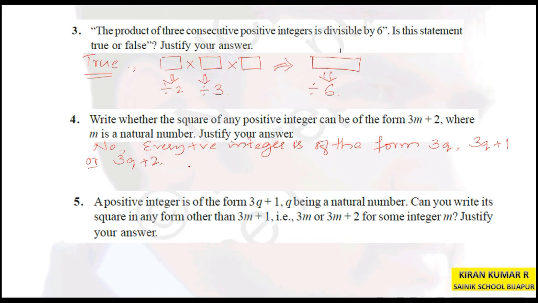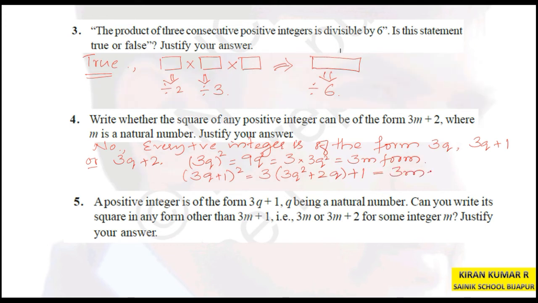Now if you consider the square, 3q whole square will be 9q square, which is equal to 3 times 3q square, nothing but 3m form, where m is 3q square. Same way, if you square 3q plus 1 whole square, we will be getting 3 times (3q square plus 2q) plus 1, which is 3m plus 1 form.